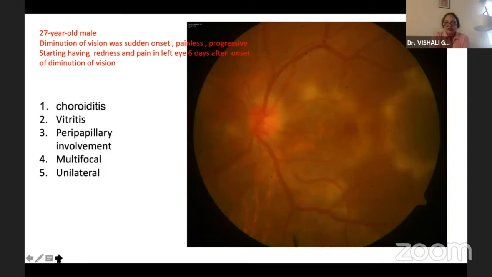Just a last case to show an example of how to work up these patients. A 27-year-old man, decreased vision, sudden onset, painless, progressive. He also had some complaints about redness and pain for 6 days after the onset of decreased vision. So we look at it, we know it is choroiditis, there is vitritis, there is peripapillary involvement. Choroiditis is multifocal, it's unilateral.